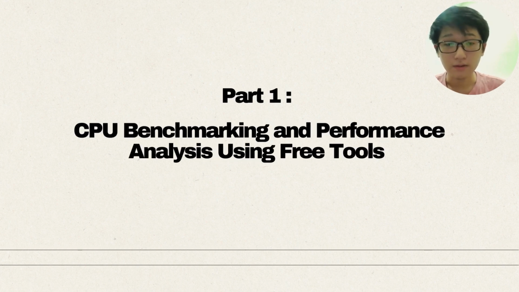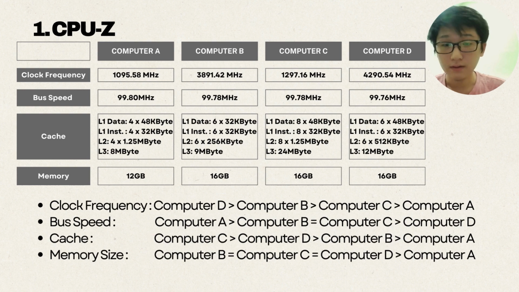For Part 1, we use the free software of four types. For the first type, CPU-Z, we can see the clock frequency: Computer D is the fastest, followed by Computer B, C, and the slowest one is Computer A. For the bus speed, Computer A has the fastest speed, followed by B and C, which have the same speed, and the slowest is Computer D.